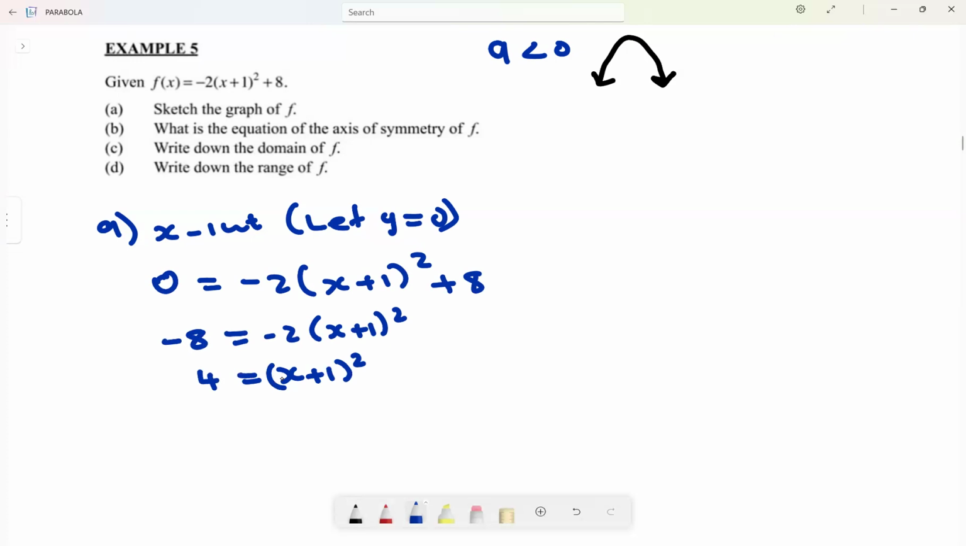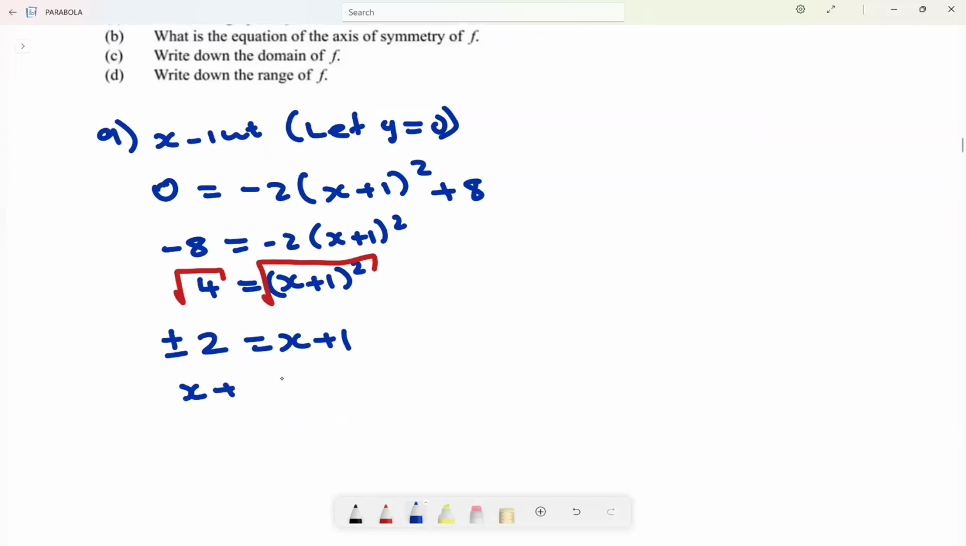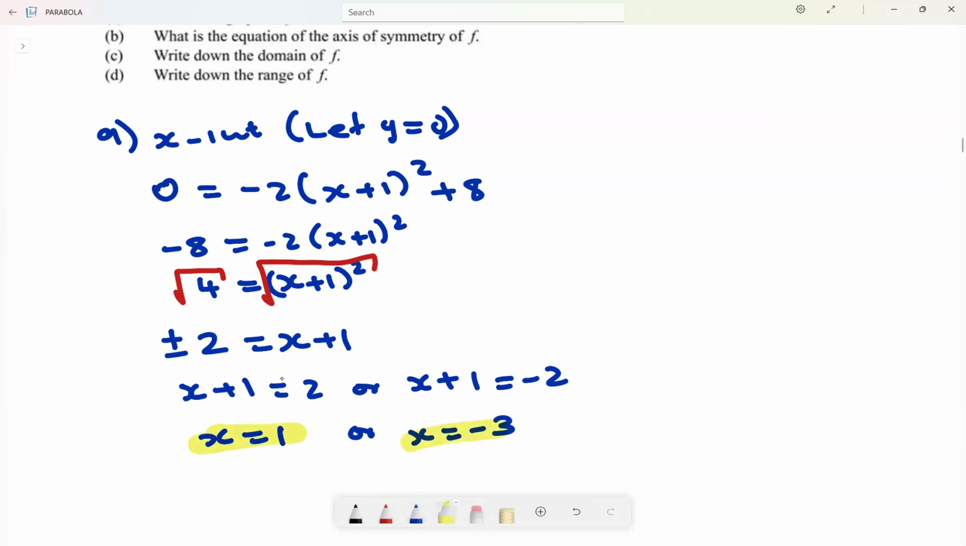I want you to take note of something. When you square something, remember it is plus or minus 2. Then I have x plus 1. So this tells me that x plus 1 can equal positive 2, or x plus 1 can equal negative 2. Therefore, x is equal to 1, or x is equal to negative 3. So these are my x-intercepts. If someone knows that they are going to forget plus or minus, you can manipulate from this point.